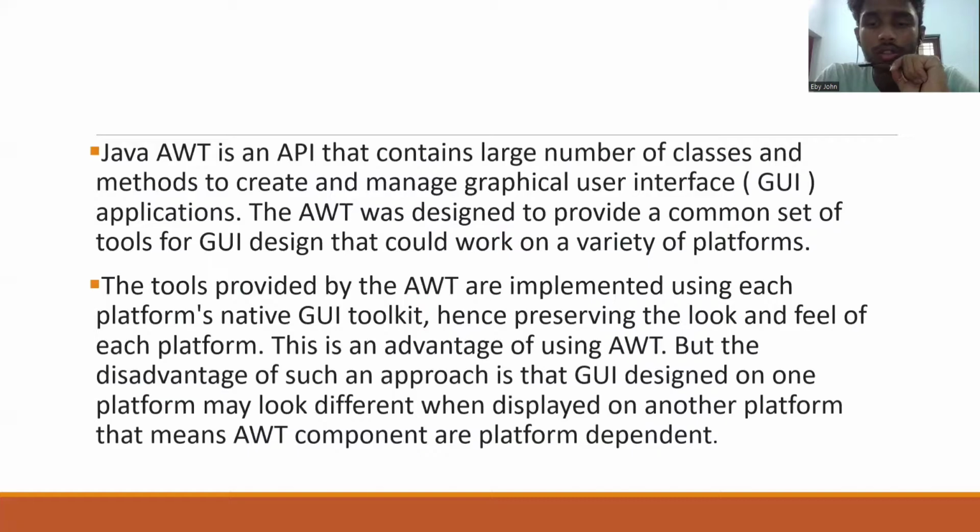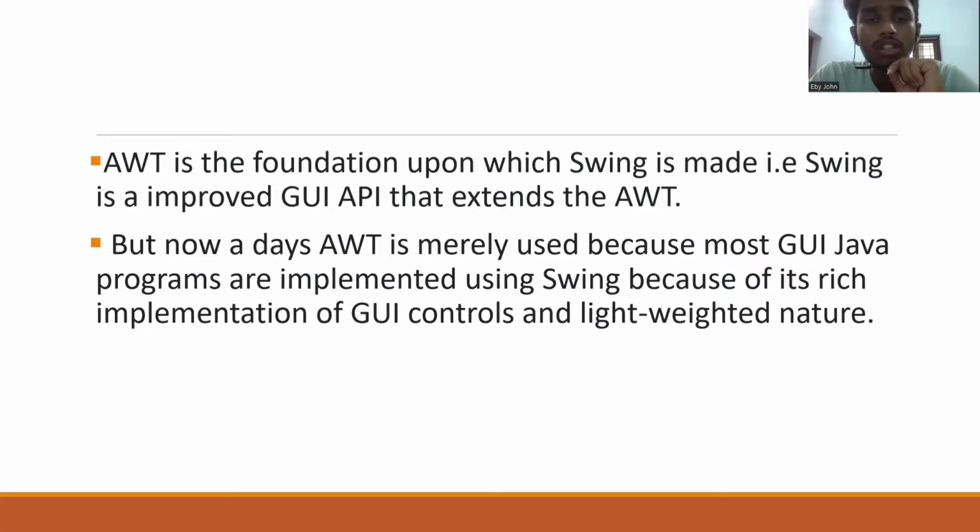This is an advantage of using AWT, but the disadvantage of such an approach is that a GUI design on one platform may look different when displayed on another platform. That means AWT components are platform dependent. AWT is a foundation upon which Swing is made. That is, Swing is an improved GUI API that extends the AWT. But nowadays, AWT is mainly used because most GUI Java programs are implemented using Swing because of its rich implementation of GUI controls and lightweight nature.